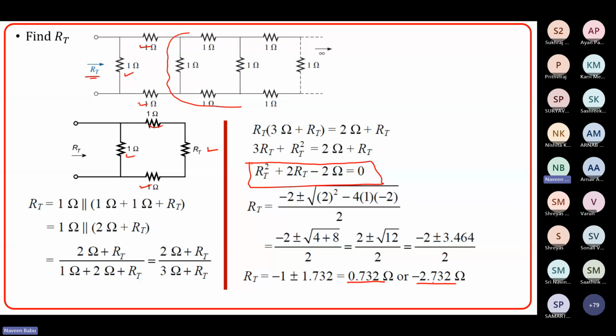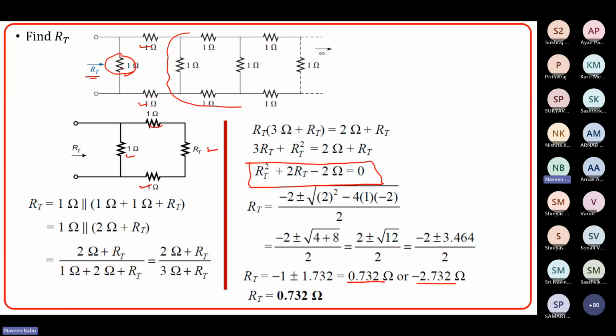So the actual answer is RT is 0.732 ohms. And this is logically also right. Why logically right? If you look at this, 1 ohm is in parallel combination with the rest of the part of your circuit.